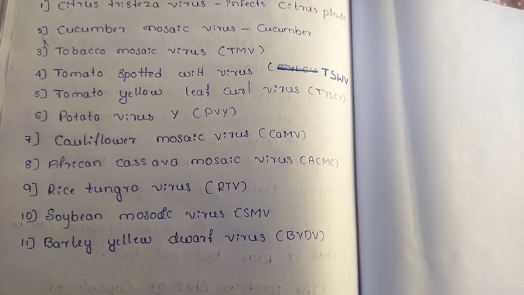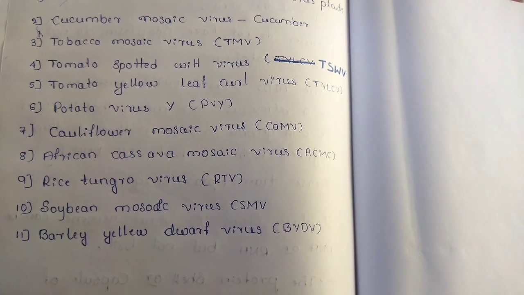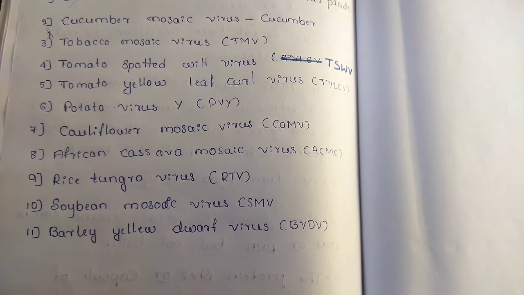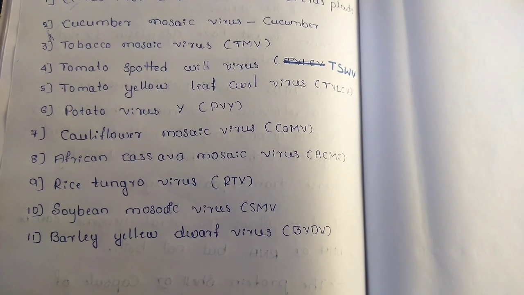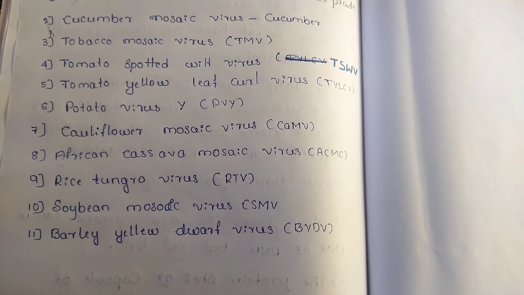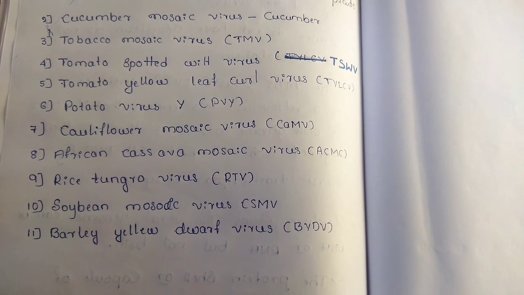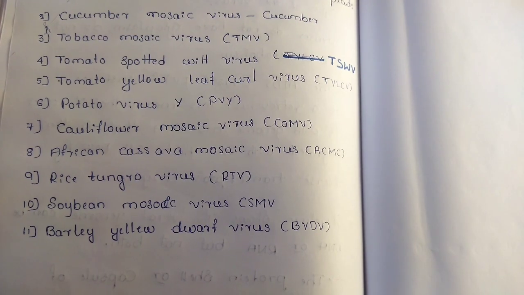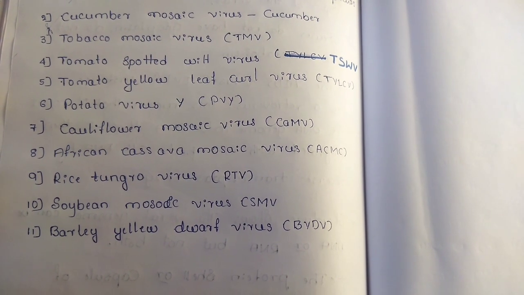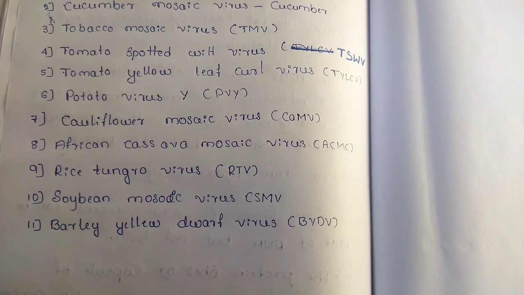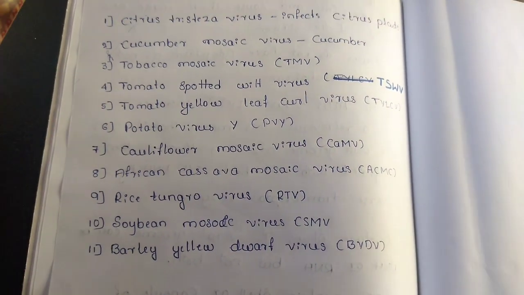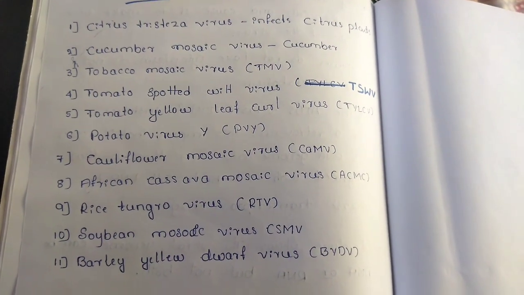Cauliflower mosaic virus causes diseases in cauliflower. African cassava mosaic virus, and then rice tungro virus, then soybean mosaic virus, barley yellow dwarf virus. These are the major plant viruses.